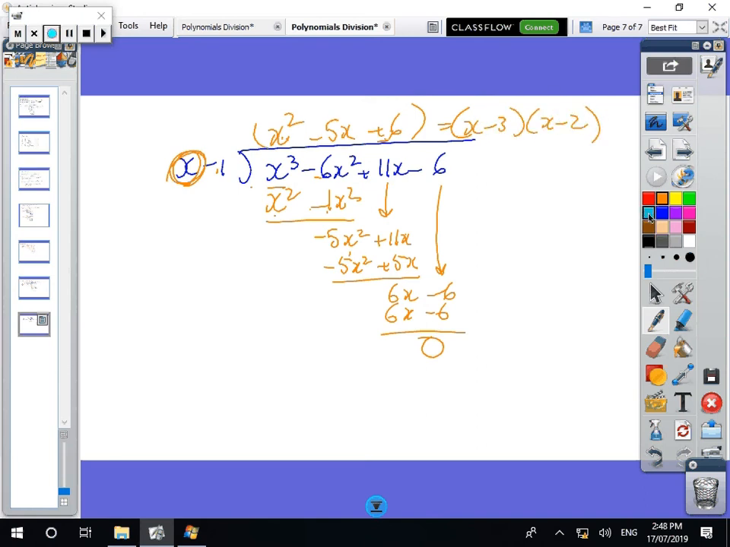So that means that that times that times that equals that cubic. Okay, that's the end of polynomial division.